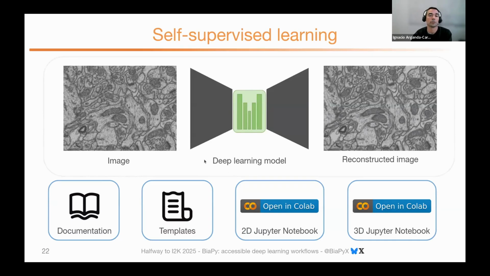For example, you can do denoising of images, then you take that model and retrain it for segmentation with just very few labels, and it usually works better than starting from zero.